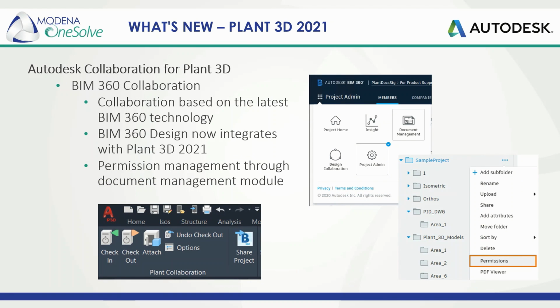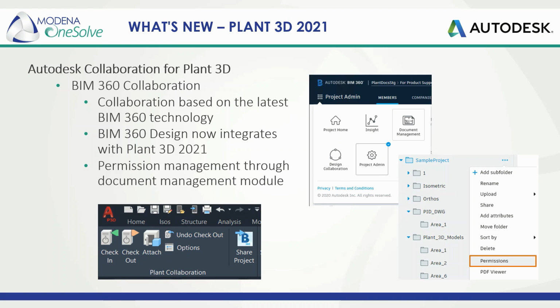Beyond the installation improvements, and probably the biggest improvement or the greatest feature that's come into Plant is the collaboration service. So the collaboration service is now based on the latest BIM 360 technology, making it faster and more stable. Aside from replacing BIM 360 Team with the document management module in BIM 360, the collaboration workflow remains the same.